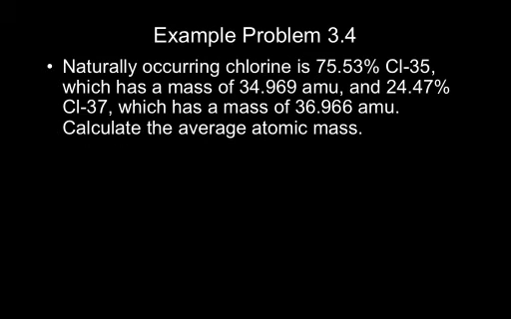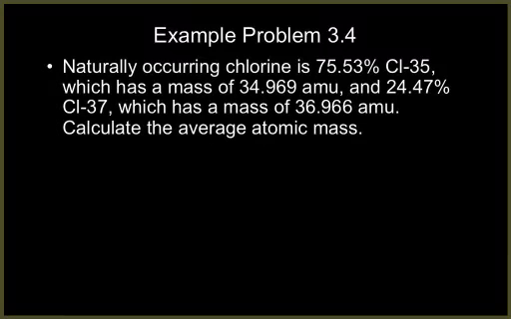So let's look at an example of this. It says we have naturally occurring chlorine, and the values are 75.53% Cl-35 that has a mass of 34.969 AMU, and then the other 24.47% Cl-37 that has a mass of this. And again, those masses and those percentages come from that data from that mass spec. So what we need to do here is calculate the average atomic mass.